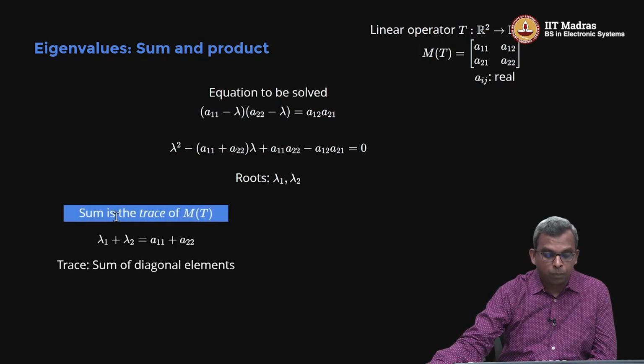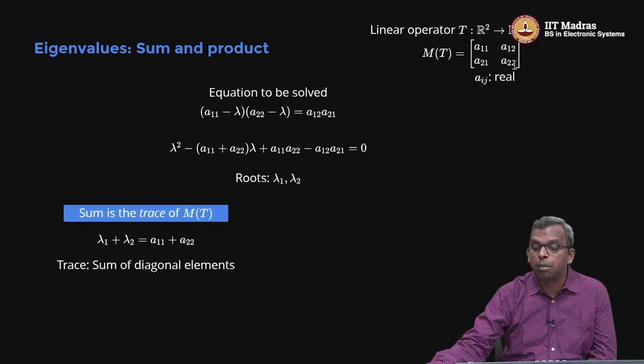So, the sum of the two roots, lambda 1 plus lambda 2, from this quadratic equation is minus b by a. So, minus b by a is just a11 plus a22, and so the sum of the two eigenvalues of a 2 by 2 matrix is equal to the sum of the diagonal elements. The sum of diagonal elements is also called the trace of a matrix.